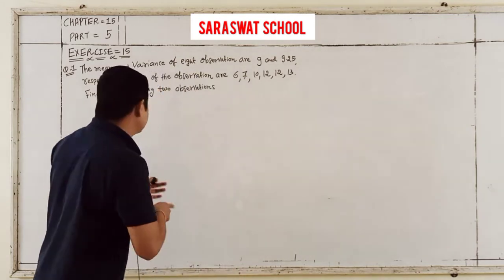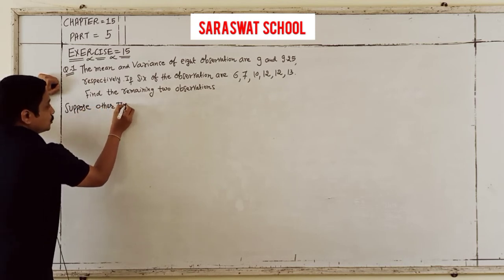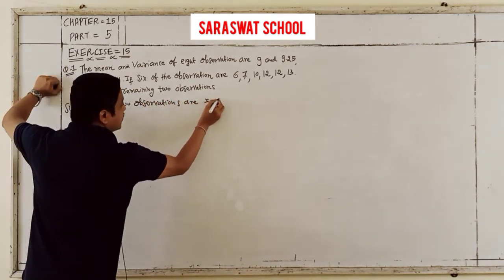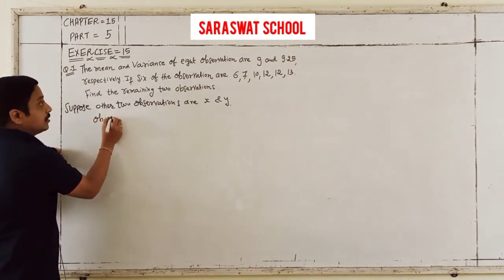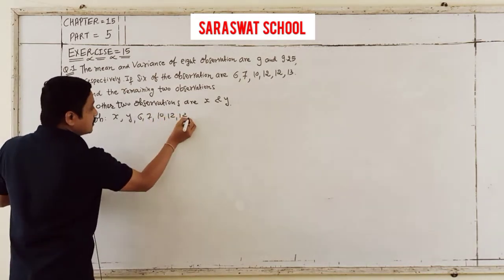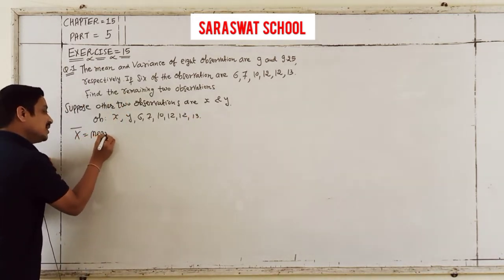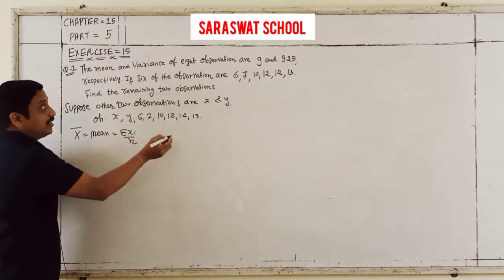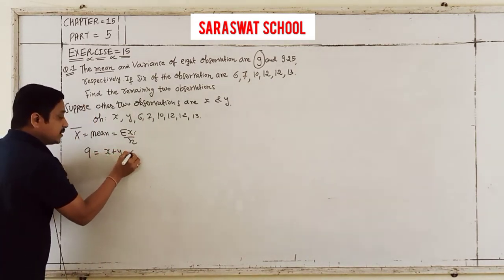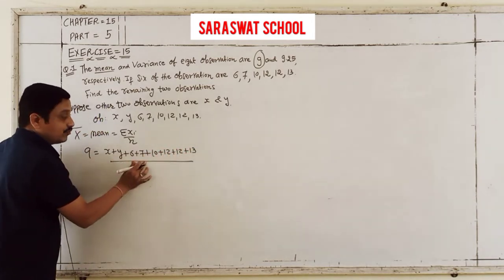So here I assume that the other 2 observations are x and y, and my observations are x, y, 6, 7, 10, 12, 12, 13. First we will do the mean. The mean formula, you know, is very easy: sigma xi by n. The mean is given as 9. Sigma means summation: x plus y plus 6 plus 7 plus 10 plus 12, 12, 13, divided by n, which is 1, 2, 3, 4, 5, 6, 7, 8.